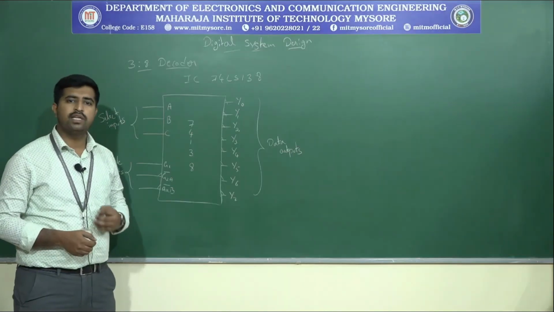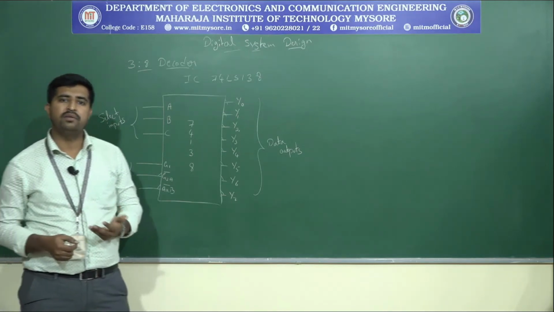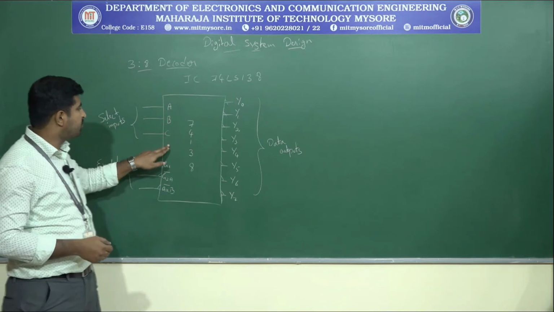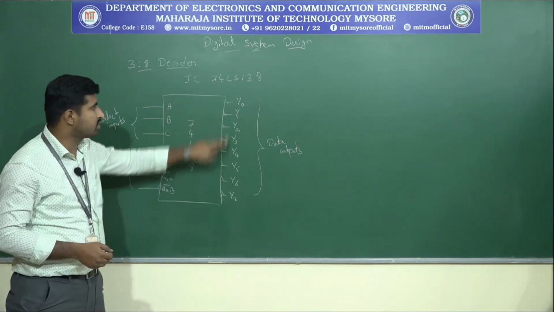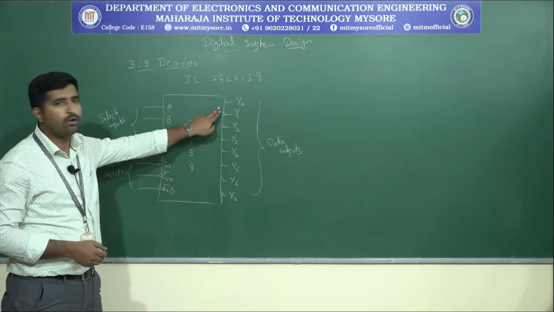Next we will move to the 3:8 decoder. The 3:8 decoder has 3 inputs and 8 outputs. These are the 3 inputs, A, B, C, and the 8 outputs, Y0 to Y7. All the outputs are active low pins.